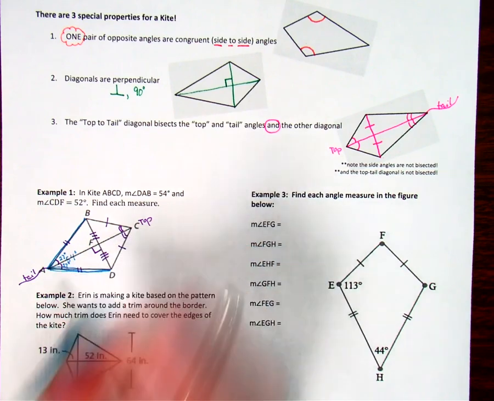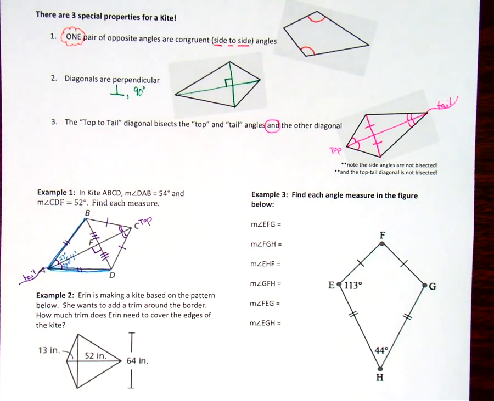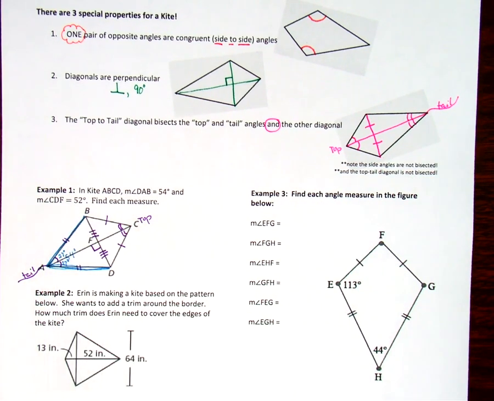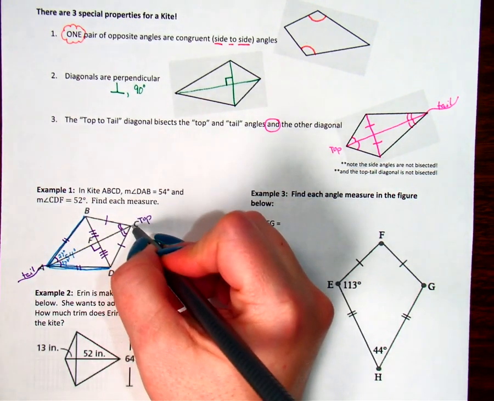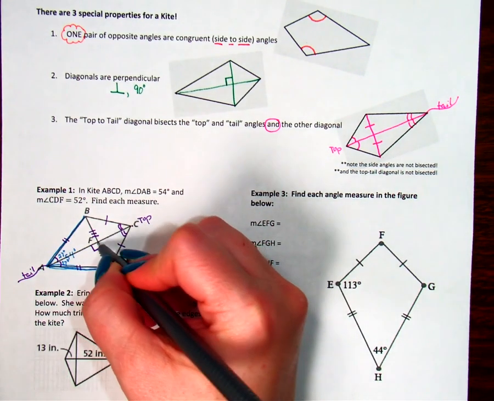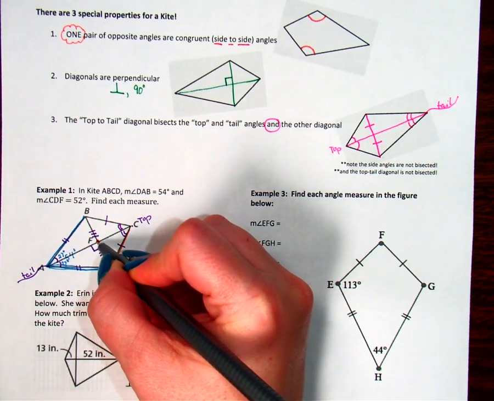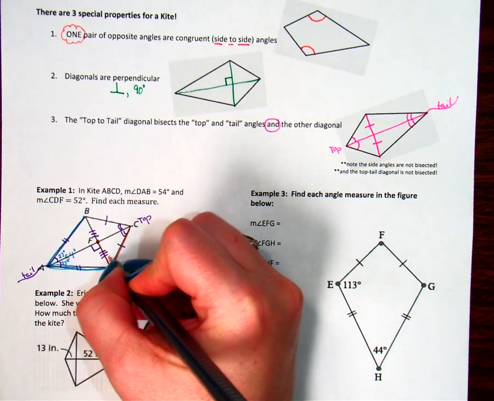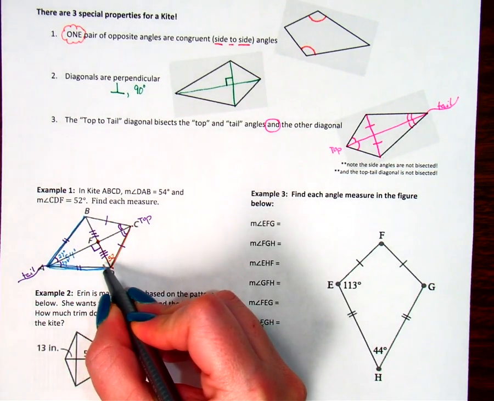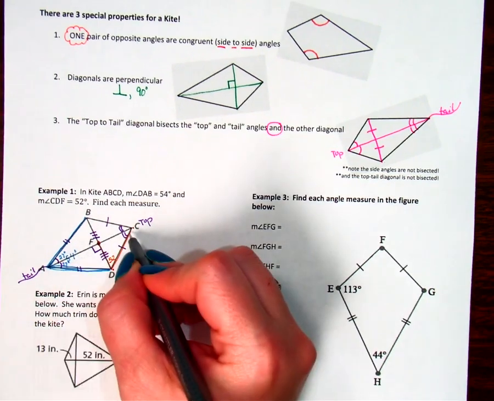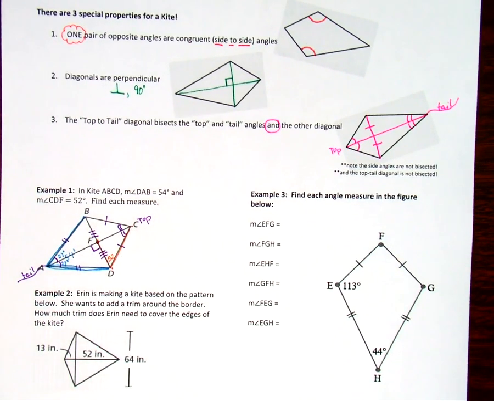Okay? Then the next thing it tells me is CDF is 52 degrees. So CDF, there's F in the middle. It's hard to tell because I've been writing. CDF is 52 degrees. That does not mean this angle is 52. These are different angles on my side to side. Okay, the side to side angles are not bisected. The top and the tail angles are bisected. Okay, so now it says to find each measure. Okay, so that's my task now.